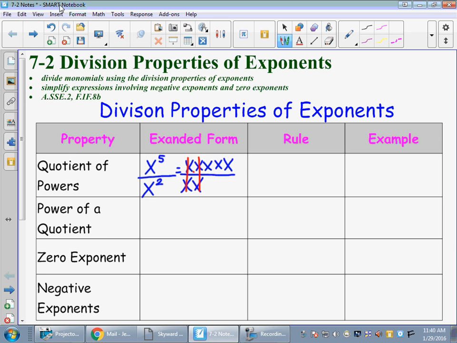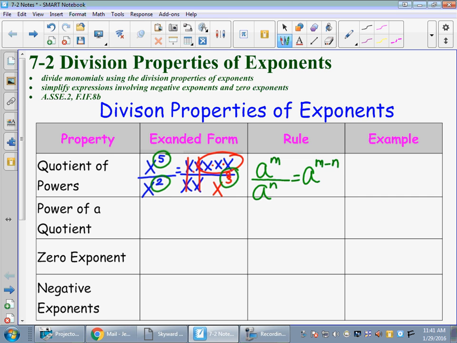So we have a 1 times x times x times x, which becomes 1x cubed, or we can just call that x cubed. So when we divided x to the fifth by an x squared, we were left with x cubed. How do I get a 3 out of 5 and a 2? Subtraction. And so that writes our rule. When you have some common base, a, to some power, and you're dividing by that same base, a, to some other power, you subtract the exponents. And so what you end up with is a to the m minus n, and you have your subtraction.